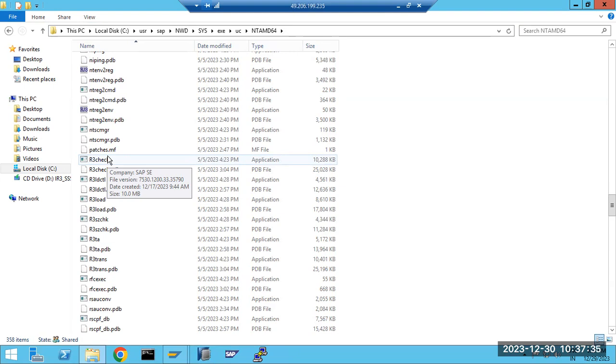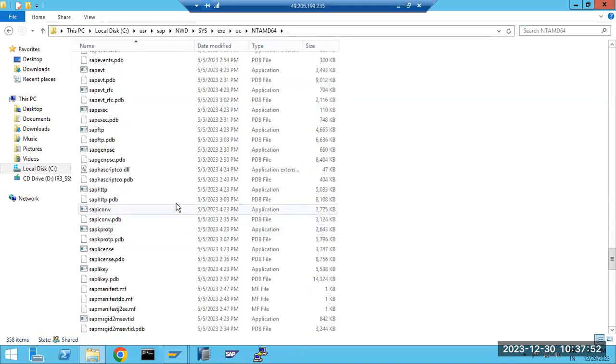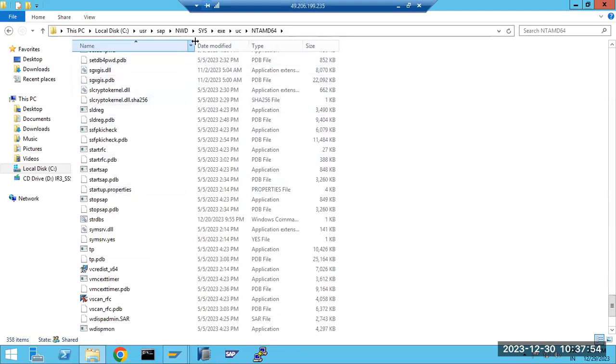That is the reason our SAP system components, the dispatcher, dialogue work process, message server, and enqueue server, are running, because these kernel files exist at the operating system level. It is kind of like OS level compiler files here.